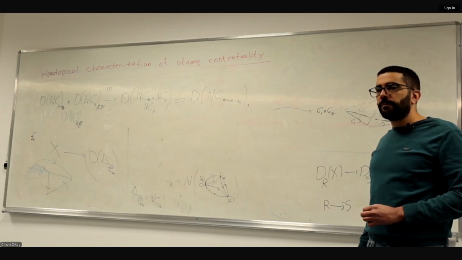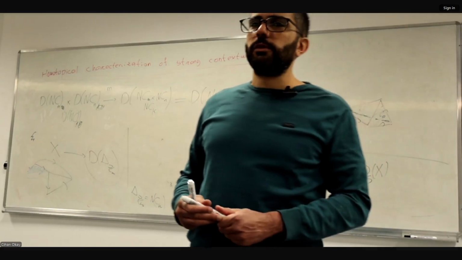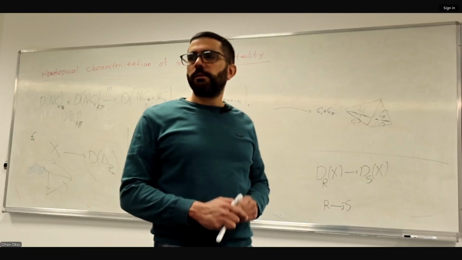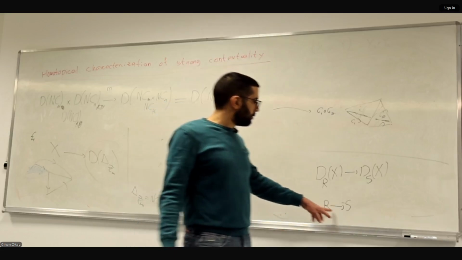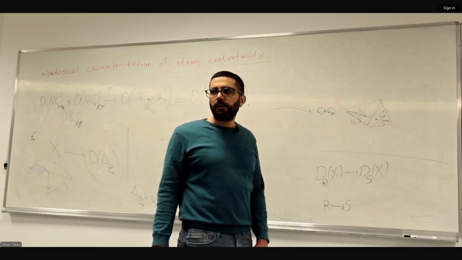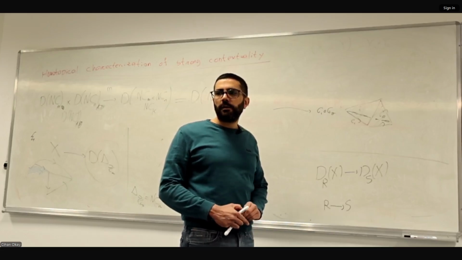What homomorphism? Sorry. R to S is a semi-ring map, a map between semi-rings. It's like a ring homomorphism, but you don't have minuses, right? Okay.